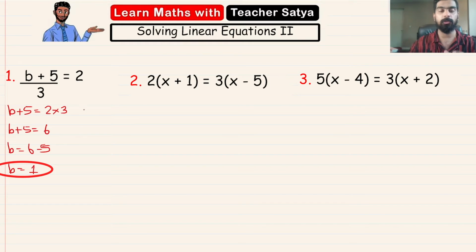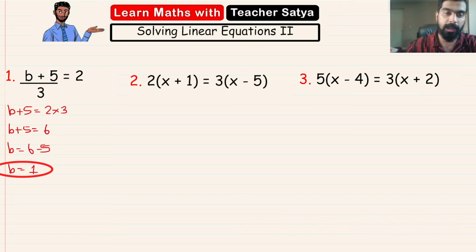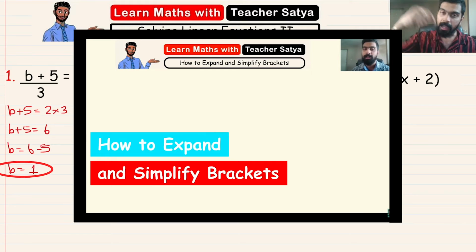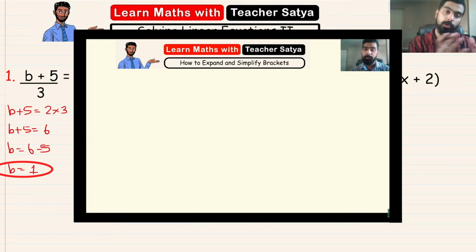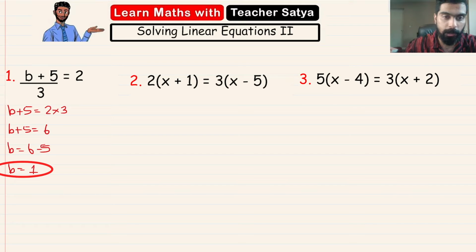Now let's go into question number 2, where we have to expand the brackets before solving for the unknown variable. Okay guys, now let's go ahead and expand the bracket. And if you don't know how to expand brackets, I'll leave the link down in the description. Okay guys, so we are going to take this 2 and multiply it with all of the terms inside the bracket.